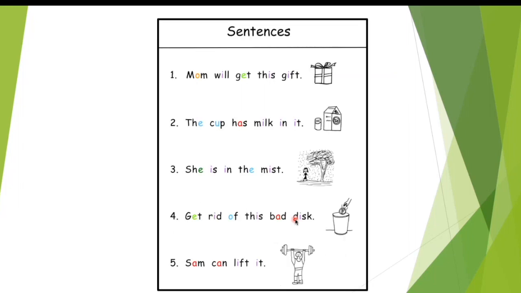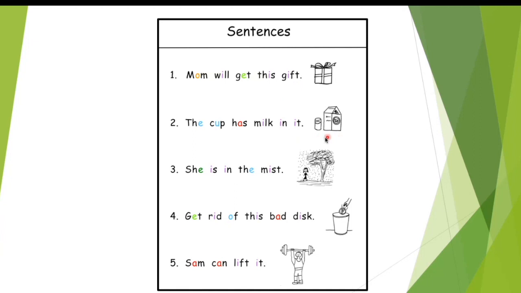All right, good job, everyone. Now let's try to practice reading sentences with the highlighted short vowel sounds. All right. What do you think is this picture? This is a picture of a gift or a present. All right. Now for us to know who is this from, let's try to read the sentence. Mom will get this gift. Who will get this gift? Mom. Okay, now let's move on to the next one.